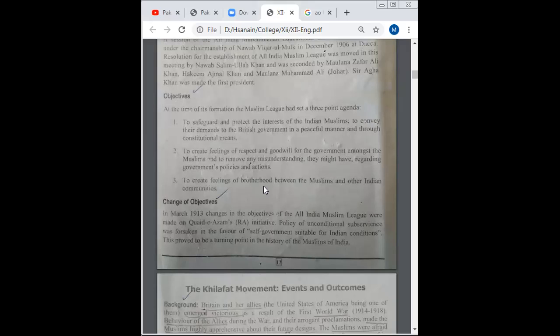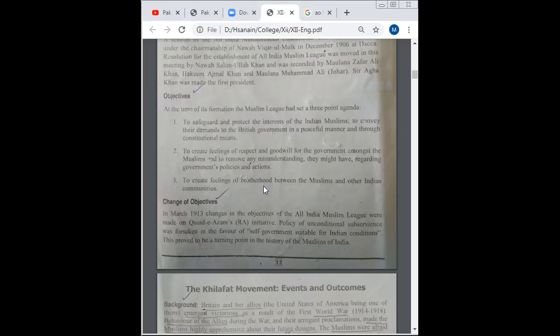It was decided that the interests and the rights of the Muslims would be protected, and the Muslim League will convey the demands of the Muslims to the British government in a peaceful manner.